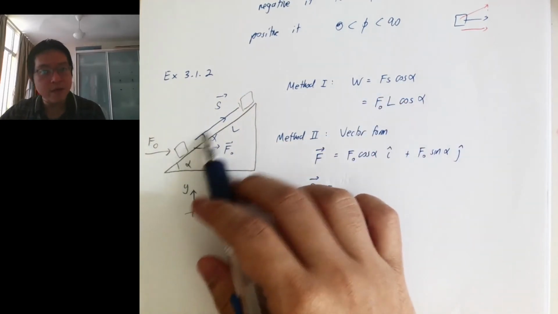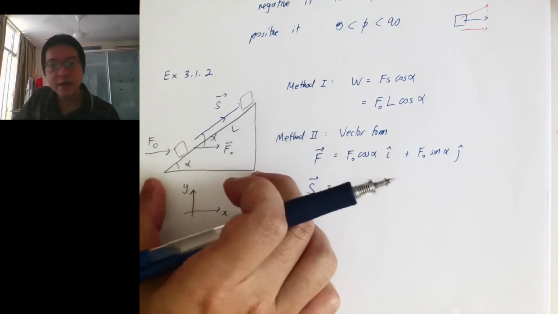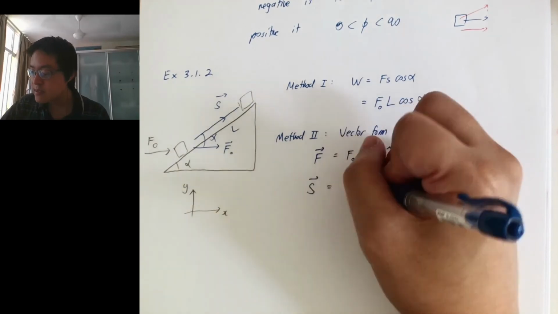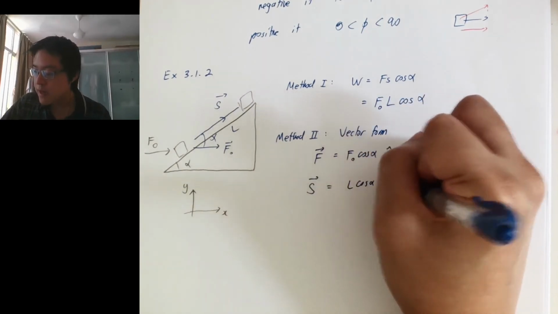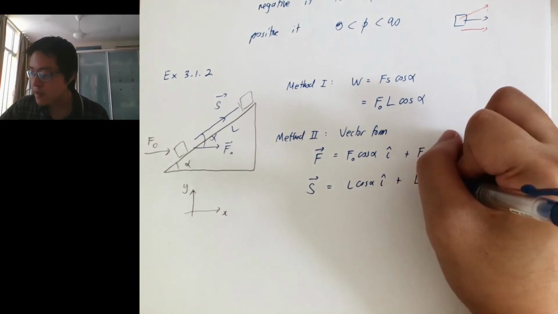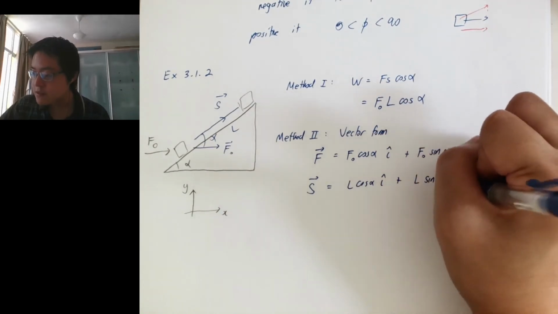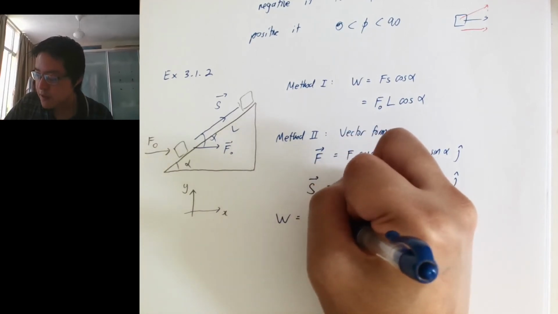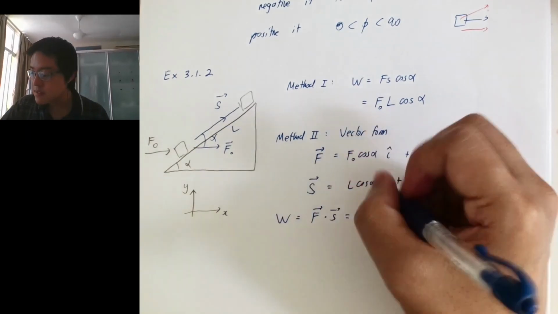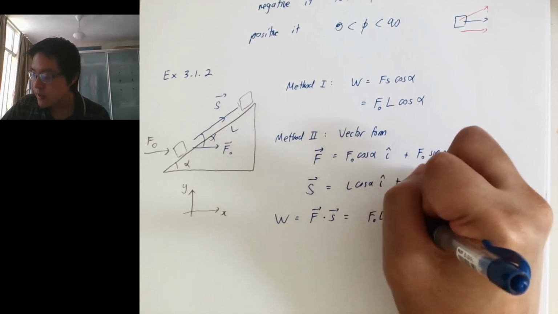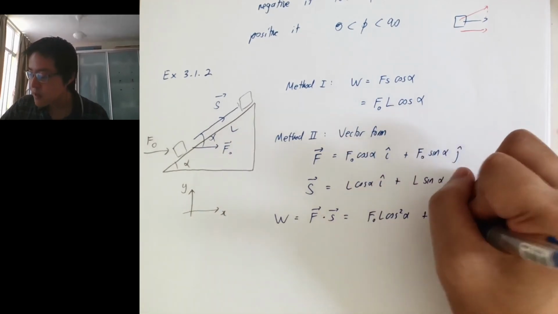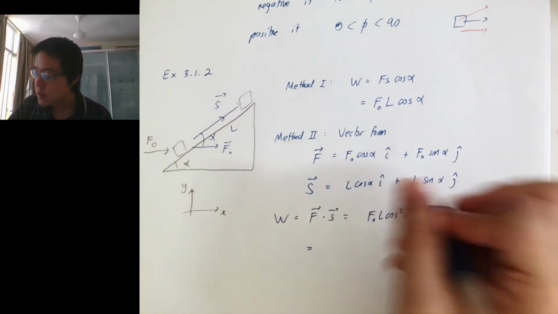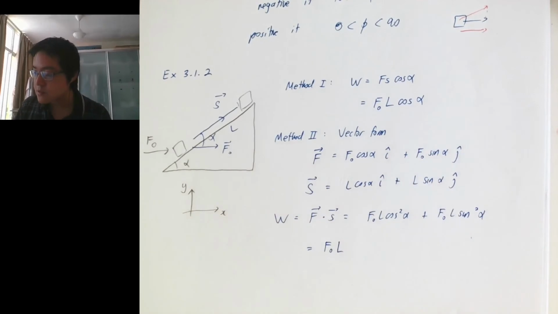My displacement is going this way, so the horizontal component, it travels horizontally by how many units? It is L cos alpha, and travels vertically by L sine alpha, correct? And therefore the work done is just the dot product between the two. So F dot S, this times this is FL cos square alpha, this times this is FL sine square alpha. So cos square plus sine square is equal to 1.